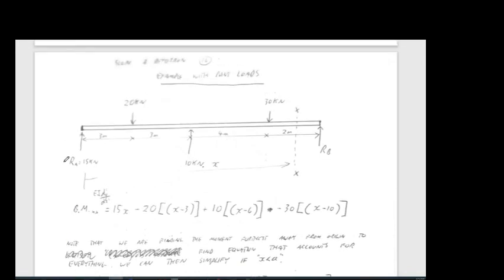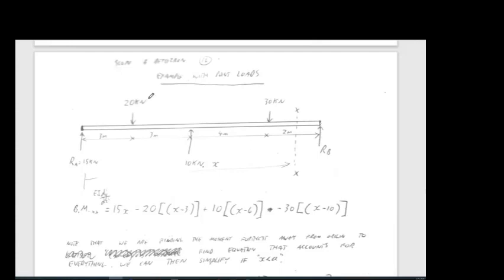There we've got our example with point loads. We've got a reaction of 15 kilonewtons at this end of the beam. We go 3 meters along the beam, then we've got a 20 kilonewton load acting vertically downwards. Then we go another 3 meters along the beam, and we've got 10 kilonewtons acting vertically upwards. We then go another 4 meters along the beam, and we've got 30 kilonewtons acting downwards. And then if we go another 2 meters along the beam, we've got our other reaction, RB, at this end of the beam.